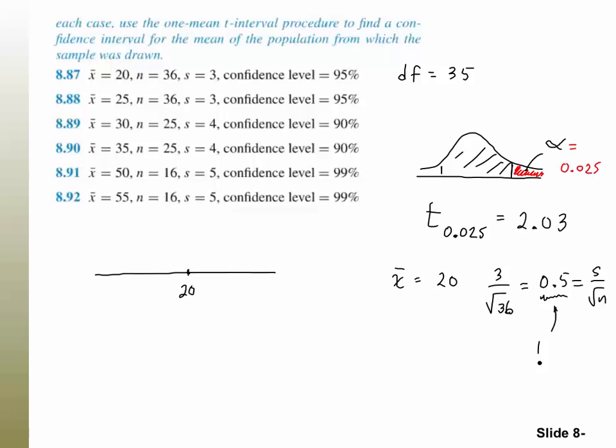Oh, no, it's not. Careful. Sorry, my fault. 0.5 is the size of one standard deviation, right? What is the margin of error? It's what we're going to add to 20. What are we going to add to 20? We need 2.03 of these above 20. Right? So we're going to go 20 plus 2.03 of these. That's the margin of error. What you're adding to 20 is your margin of error.